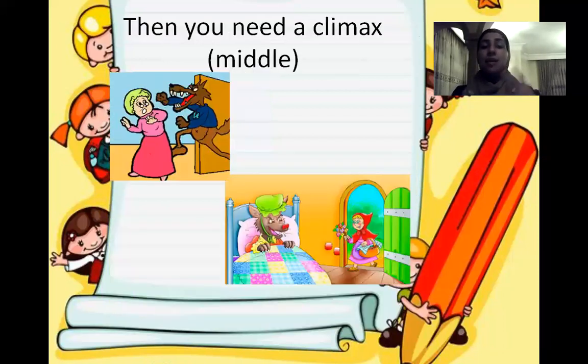Now you need the climax. Now what is the climax? It's when the wolf went to grandma's house and attacked grandma, and then Little Red Riding Hood went to visit her grandmother, but she didn't find grandma. She found the wolf instead in grandma's house, in grandma's bed, exactly.